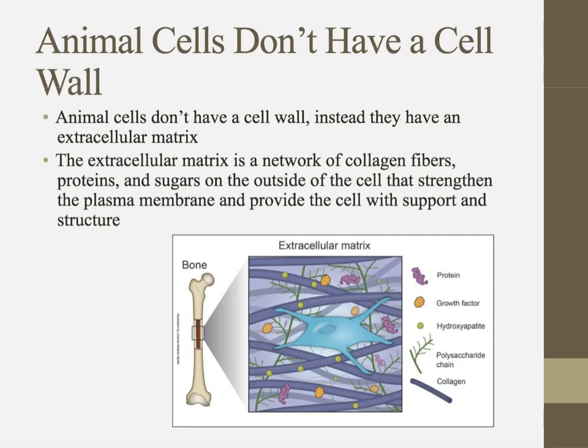Now, what about our poor friends, the animal cells? They don't have a cell wall. Instead, they have what's called an extracellular matrix. Extra meaning beyond, cellular meaning the cell. So beyond the cell means outside of the cell. That part is very important. So the extracellular matrix is outside of the cell. And it's a network of collagen fibers, proteins, and sugars, again, on the outside of the cell, that strengthen the plasma membrane and provide support and structure.